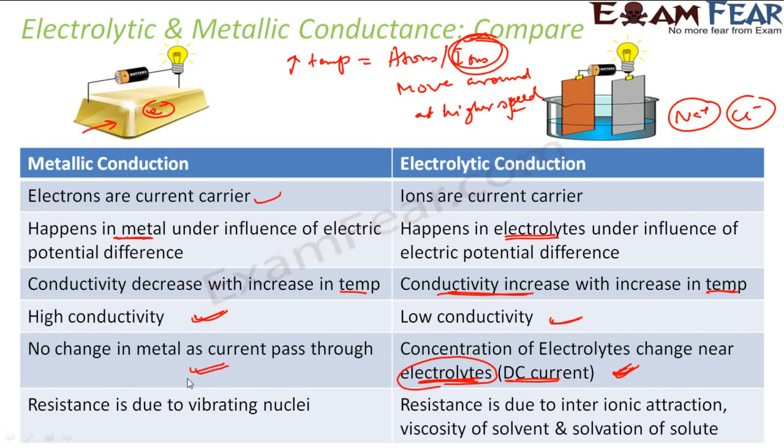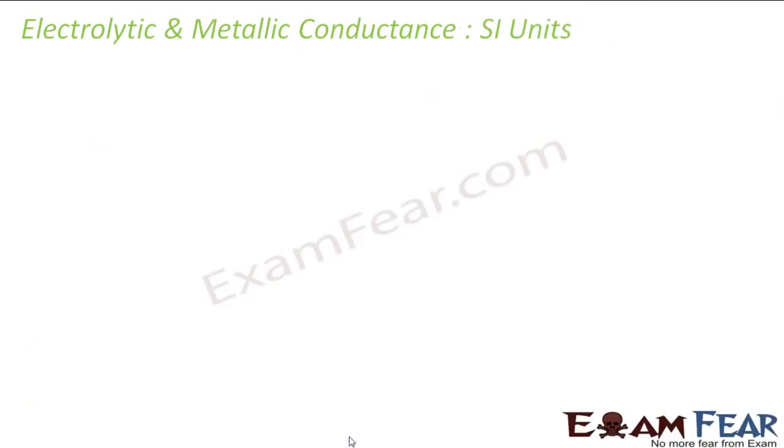And the resistance in this case is due to vibrating nuclei, the vibrating atoms here. And here, because it is electron which has to pass through these vibrating nuclei. But in this case, the resistance is due to ionic attraction, viscosity of the solvent, and solvation of the solids. Resistance is because of some other reason, right? Because the main difference is this is electron, this is the ions itself. So that is the difference between the metallic conduction and electrolytic conduction.